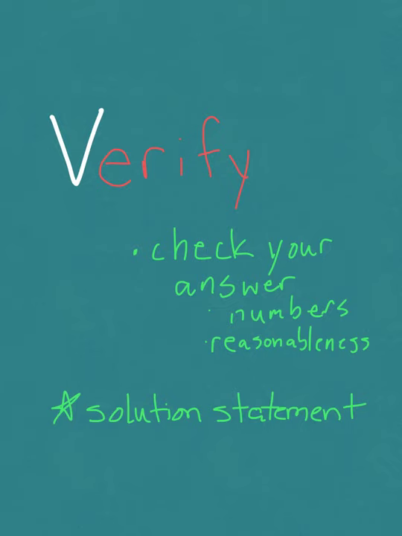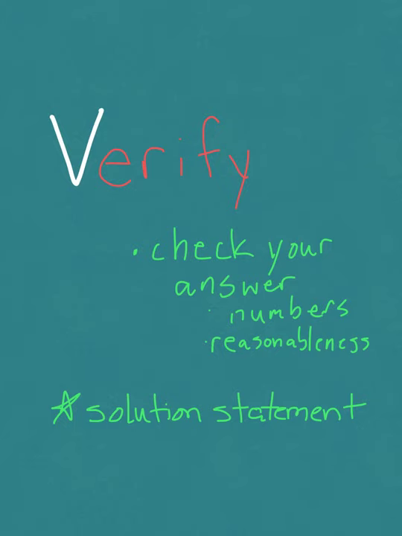V stands for verify. Verify is simply the section where you would check your answer, but not only check the calculation, like if you added, then you'd subtract to check if it's correct or things like that. You also check for the reasonableness of your answer.